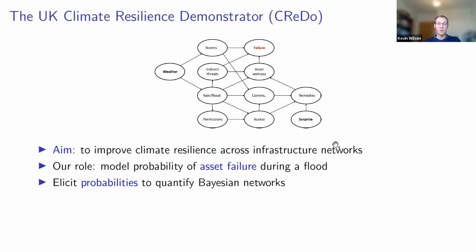So there's an example of one at the top of the slide here, and I'm not going to go into the detail of these today. But the upshot was we needed to elicit probabilities to quantify these Bayesian networks. So to quantify the conditional probability tables within these Bayesian networks that we'd constructed, again, also based on expert judgment.